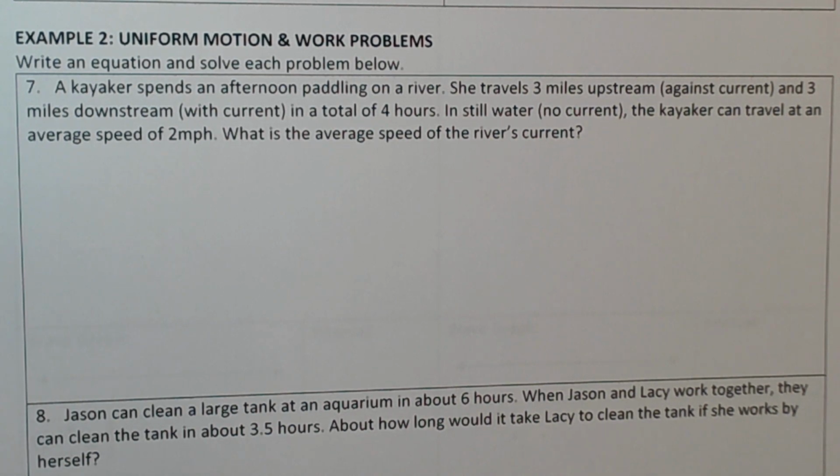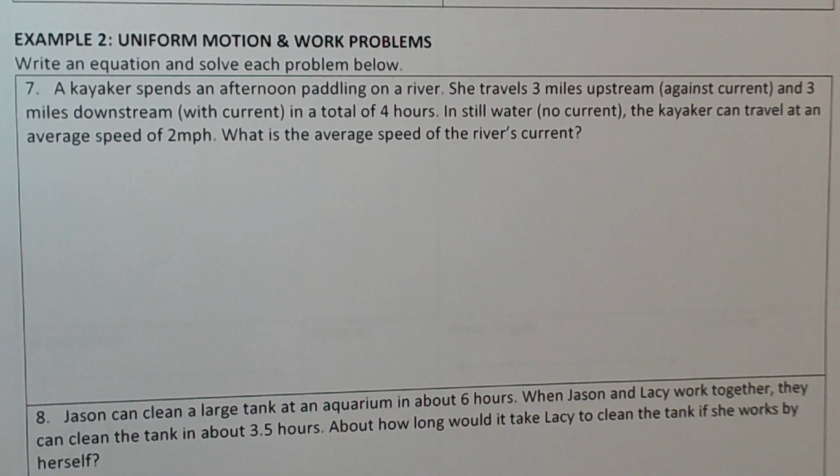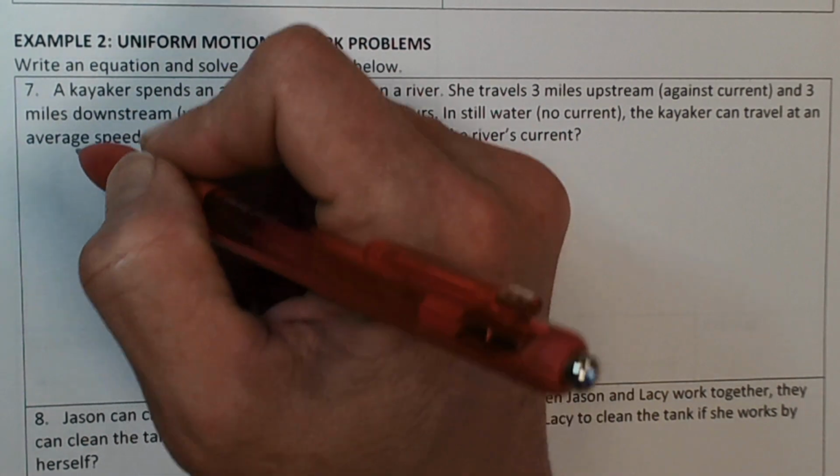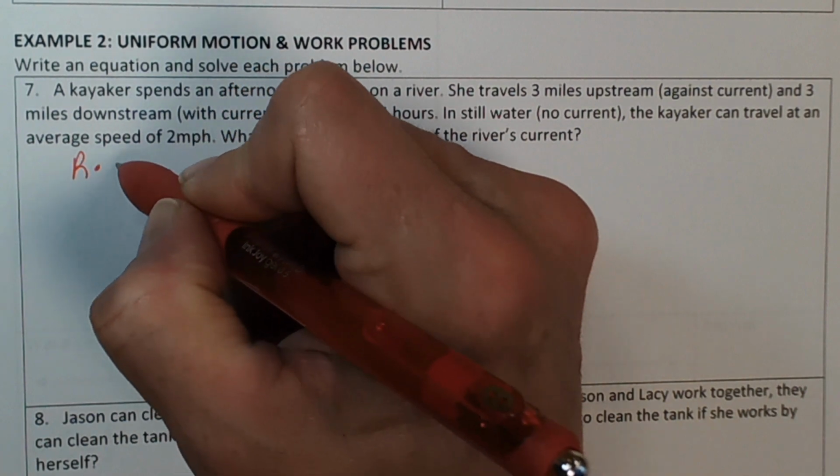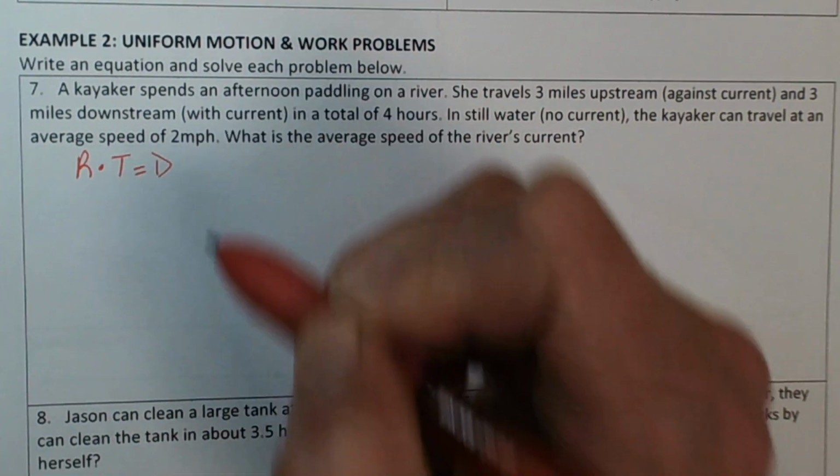Okay, so it says a kayaker spends an afternoon paddling on a river. She travels 3 miles upstream against the current and 3 miles downstream with the current in a total of 4 hours. In still water, when there's no current, the kayaker can travel an average speed of 2 miles per hour. What is the average speed of the river's current? Okay, if you remember doing these before, we set them up as rate times time is equal to distance.